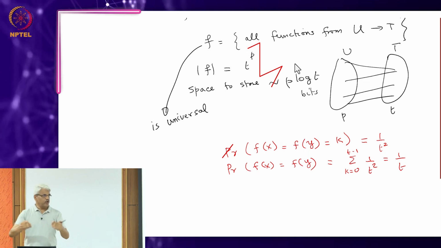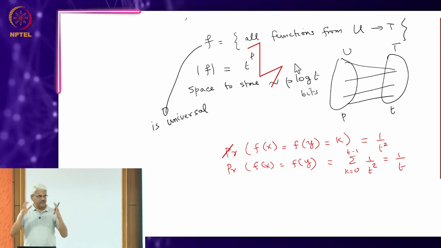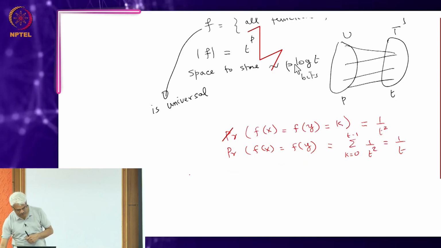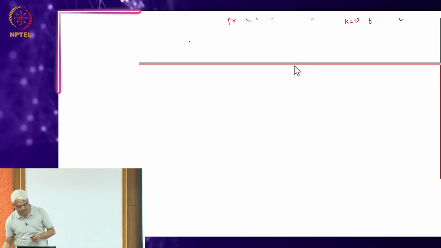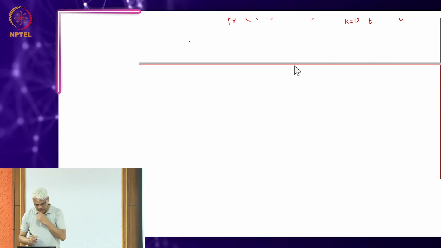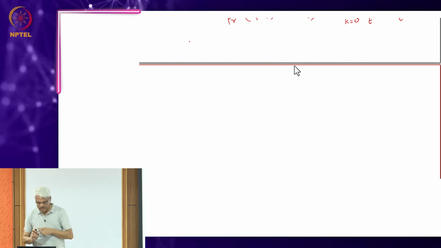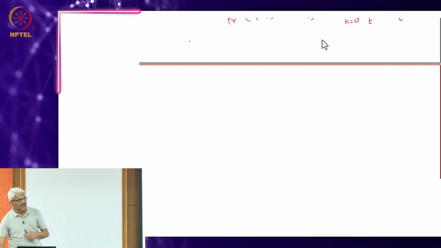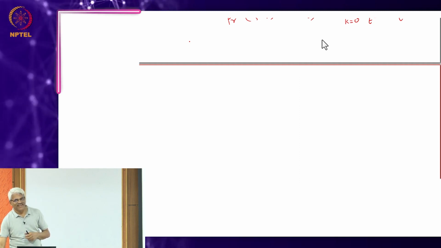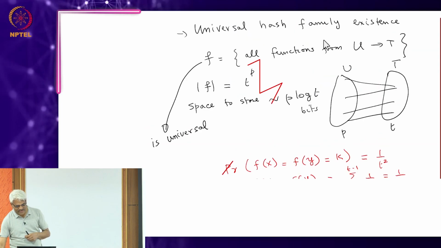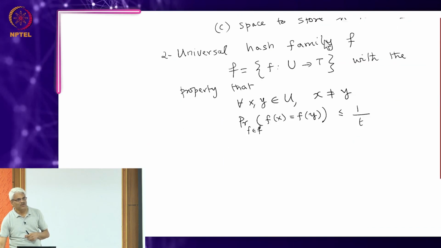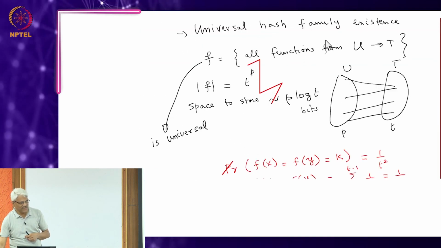Okay, so now I am going to give you another family which is small sized, easy to compute, and has all the nice properties you want. And that family is not very hard. So now I will tell you why I called my universe size p. Any guesses? Why did I call the size of the universe p? I am going to assume it is a prime number.